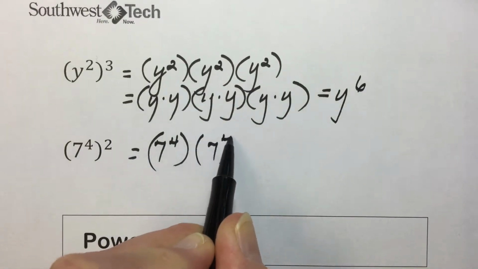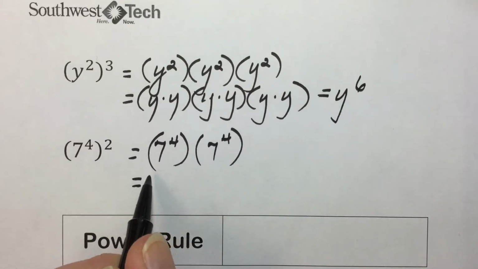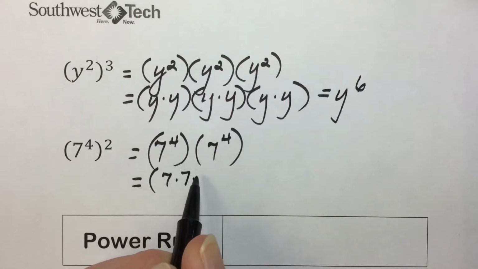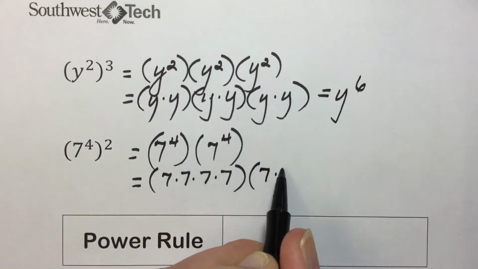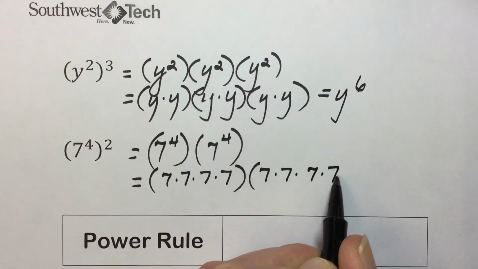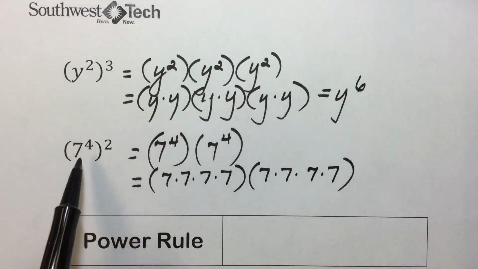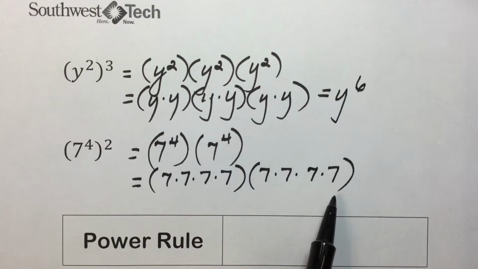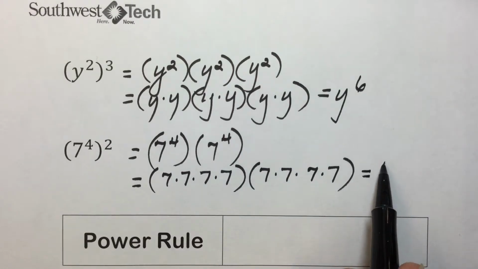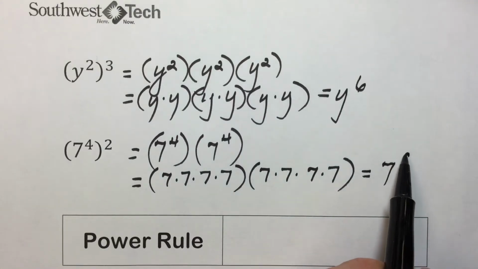Similarly, we have 7 to the 4th power taken to the 2nd power, which means we're going to take that quantity times itself twice. 7 to the 4th power means the base of 7 multiplied by itself 4 times. And again, for this second term, we now have an expanded representation of this exponential notation that we started with, where we have common bases all multiplied together. Putting it back into exponential notation, we have 7 to the 8th power.